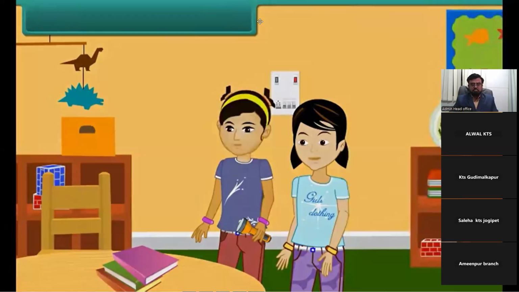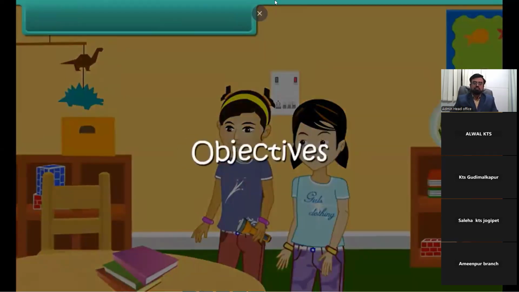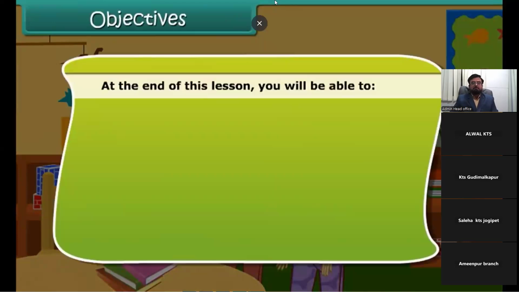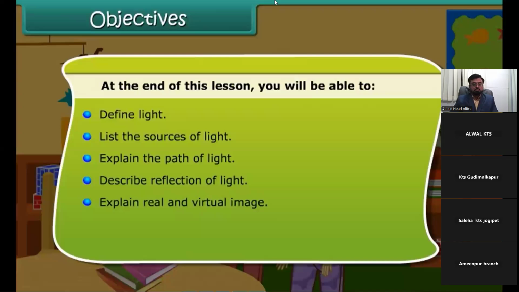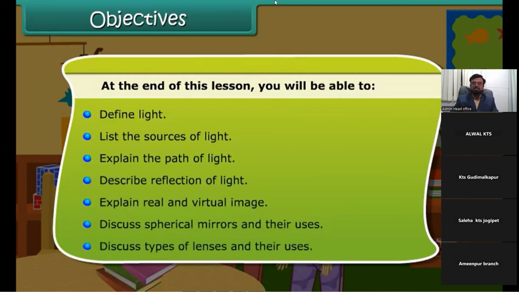Light. Objectives. At the end of this lesson, you'll be able to define light, list the sources of light, explain the path of light, describe reflection of light, explain real and virtual image, discuss spherical mirrors and their uses, and discuss types of lenses and their uses. The last two we'll discuss later.